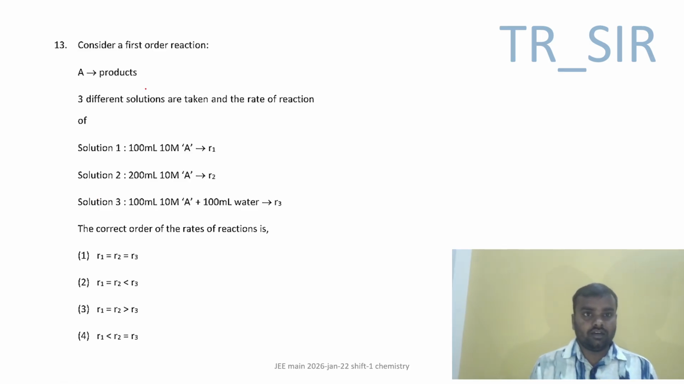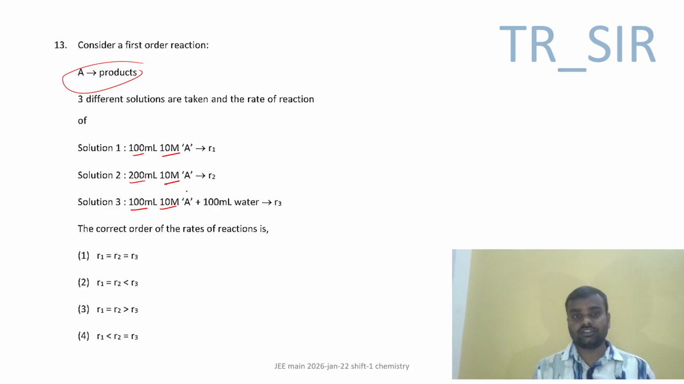Now we have a question from chemical kinetics. A gives two products, and three different solutions have been taken. The first solution is 10 molar concentration, volume 100; 10 molar concentration, volume 200; here 10 molar concentration again. So the concentration is the same. It is a first order reaction, they told clearly.